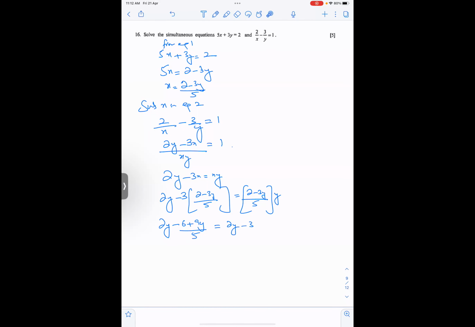2y minus 3y squared upon 5. Since 5 is not the common denominator yet, I'm going to first make it a common denominator by taking out the LCM, which is 5. If it were a common denominator, I could have cancelled out this 5 with this 5. So this becomes 10y minus 6 plus 9y equals 2y minus 3y squared upon 5. Now I can cancel out the 5s.